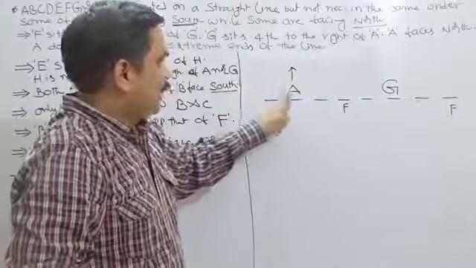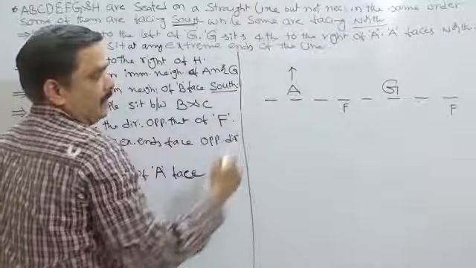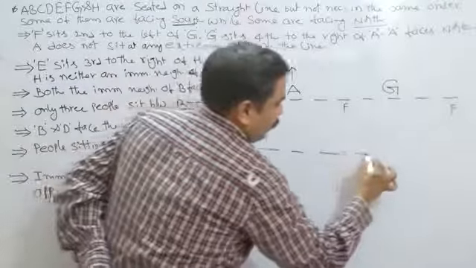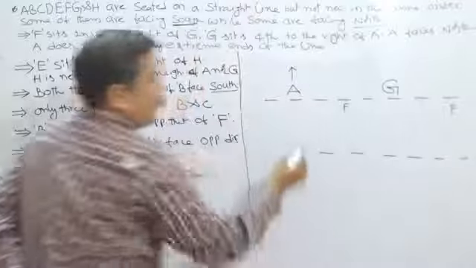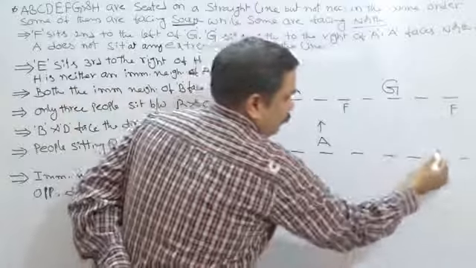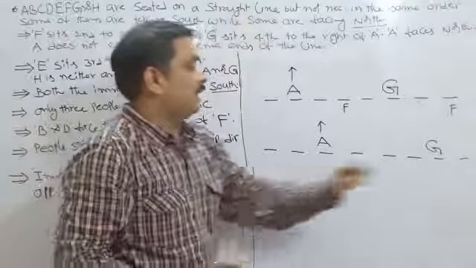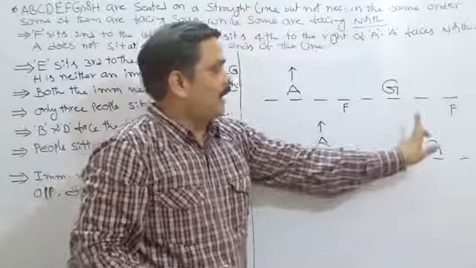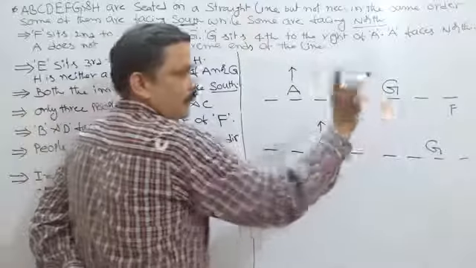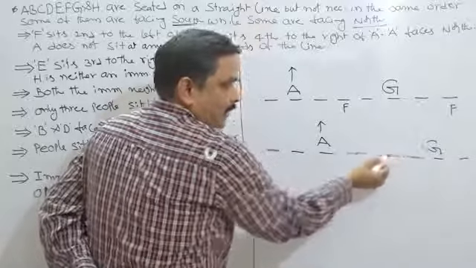But I don't know that A's place is this one; I cannot confirm this. So what is the other possibility for A? A can be in this way, or in this way. 1, 2, 3, 4, 5, 6, 7, 8. Now I can take A here, facing north. Now 1, 2, 3, 4, this is G. Now F sits second to the left of G, which means G faces north. Only then can I take F as second to the left of G.